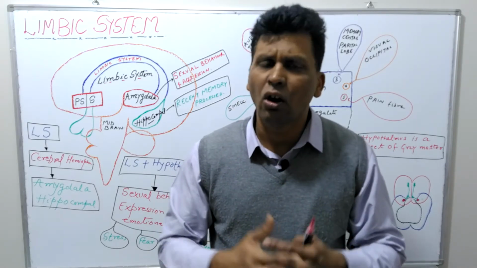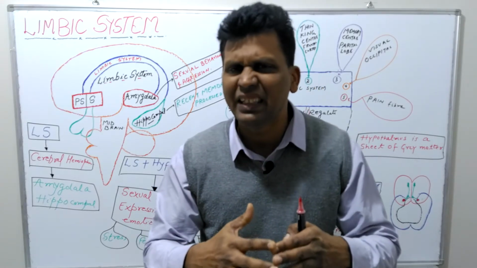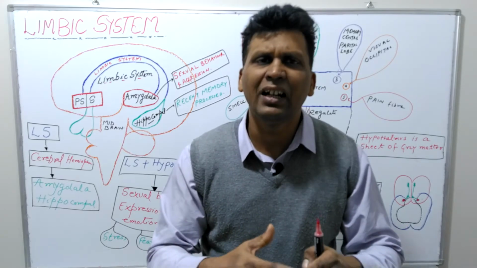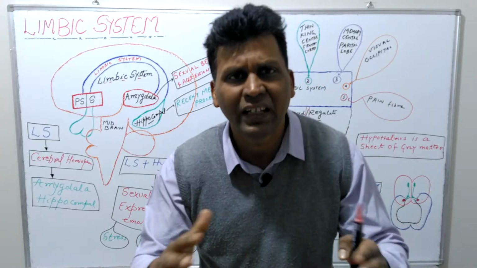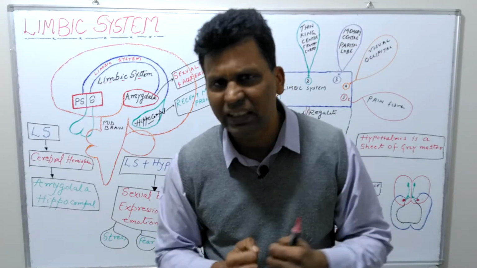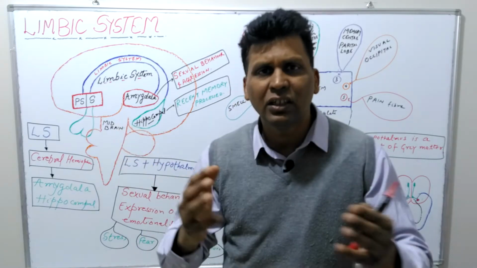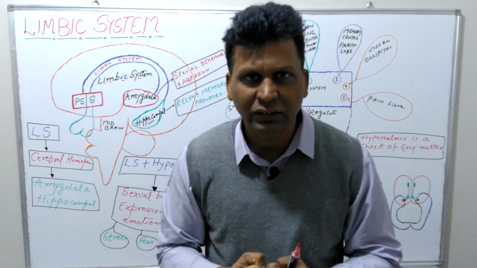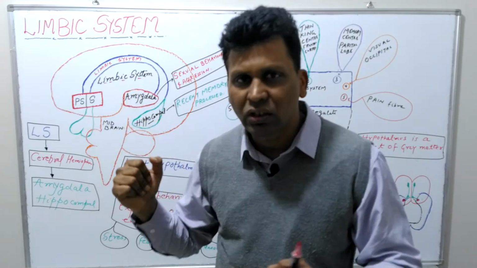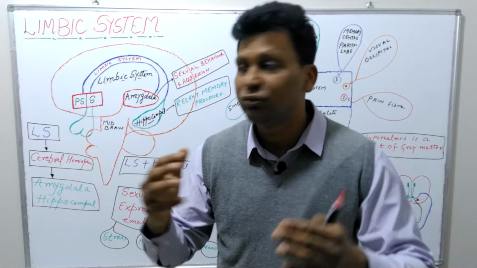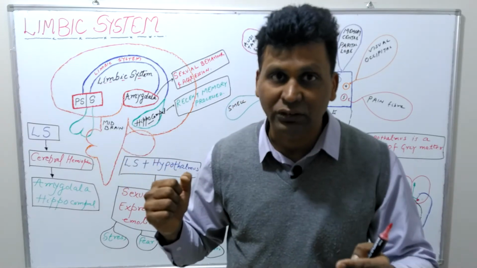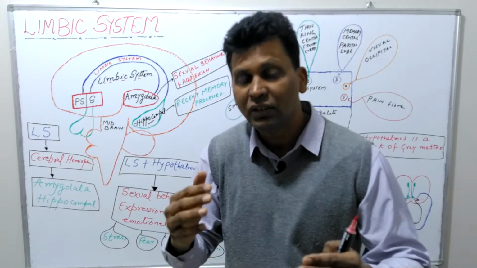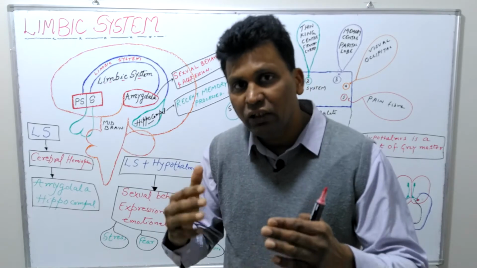Very simple. All the areas have different names because they are related to different types of function. That's why the names are different. Last time we studied the diencephalon, and the diencephalon is attached to the hypothalamus. Today we are dealing with the limbic system, and this limbic system is also attached to your hypothalamus. We will see how this limbic system is controlling or regulating your hypothalamus.